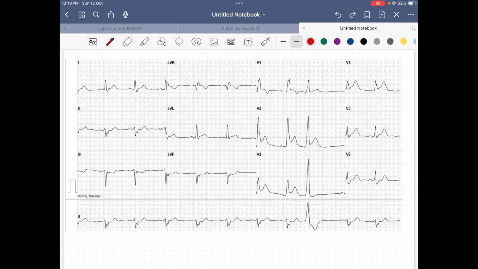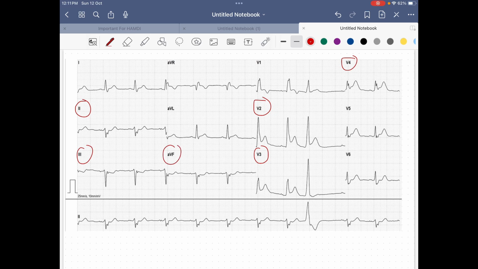The first thing which you notice in the visual inspection is that you've got ST elevations in V2, ST elevations in V3, ST elevations in V4, and ST depressions in 2, ST depressions in 3, ST depressions in AVF.